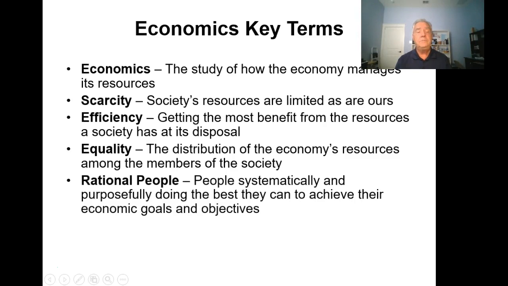Rational people. This is key to economics. It assumes that people will not do stupid things. It in effect means that we will do things based on the principle that the things we do will benefit us. Fairly simple concept, but sometimes we don't really follow this because other things get in our way. The point being here is that rational people systematically and purposefully make economic decisions to achieve their goals and objectives.